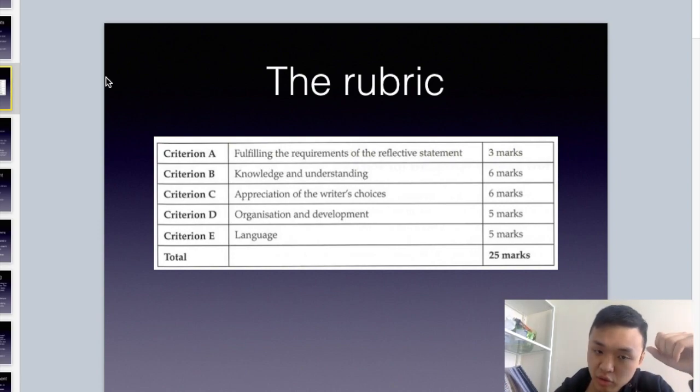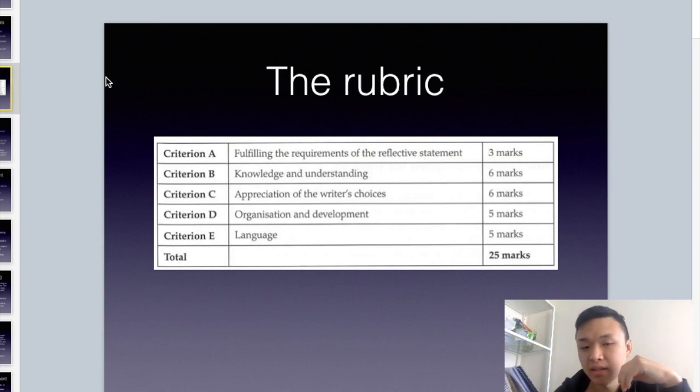Criterion C is that you need to show your appreciation of the writer's choice. This is one of the most important parts. The idea here is that in your written assignment, you need to analyze the writer's choice. How does the writer use different literary devices? How does the writer use different techniques to achieve his or her objective? You need to show your understanding of this, so you need to write about it. You need to talk about how the writer writes, basically analyze how the writer writes.